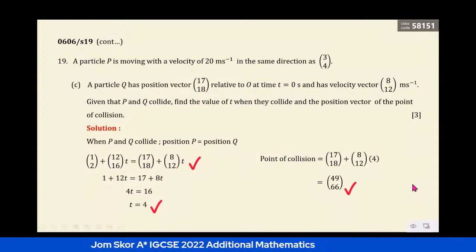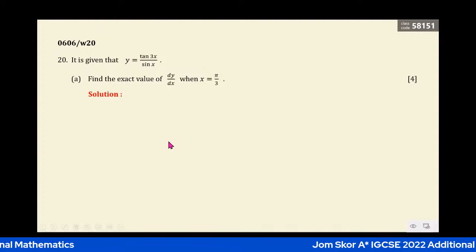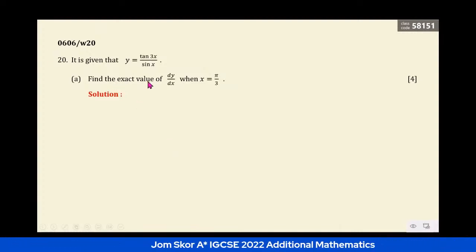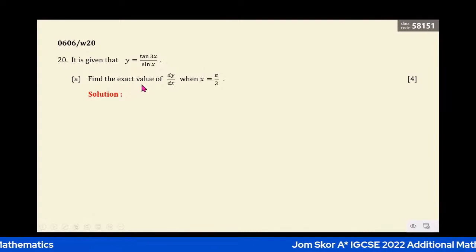Alright, now we move to question number 20. Okay, question number 20, ini differentiation. Okay, differentiation. The question asks you to find the exact value for dy/dx. So exact value meaning that the answer cannot be in decimal number.